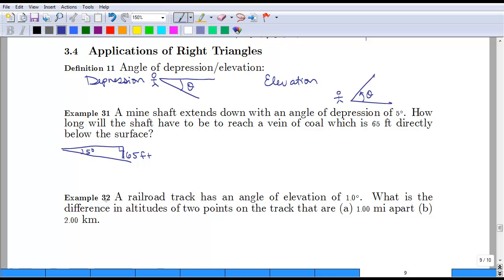So the only thing that it is asking for in this case, think for a second, which side of the triangle is it asking for? It's asking for the hypotenuse here, C, because it wants to know how long the shaft will have to be to reach this vein of coal. So in this case, if we want to find C, we only have to do one calculation, and with the given information, we've got an opposite side and we want to find the hypotenuse.